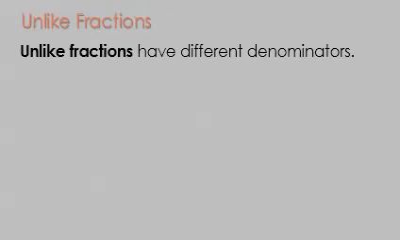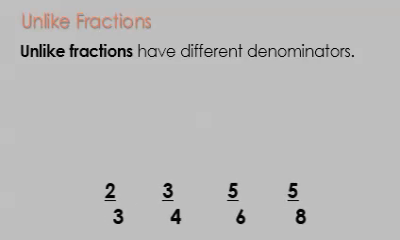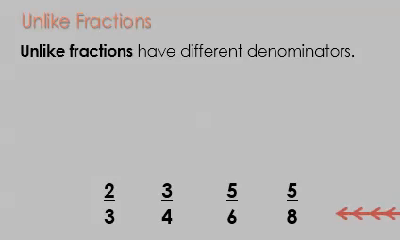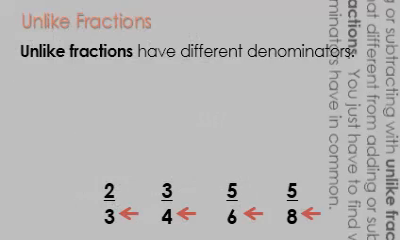Now, what if I have unlike fractions? What's the meaning of unlike fractions? Well, unlike fractions, they have different denominators, so I don't have the same denominator to copy. In this case, like if you can see, we have 2 over 3, 3 over 4, 5 over 6, and 5 over 8. All these are fractions that don't have the same denominator.